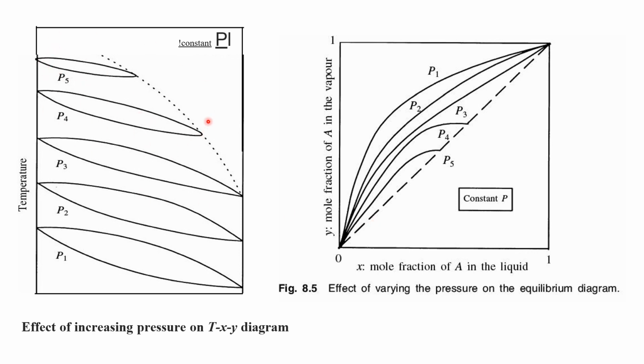The looped curve is formed on the dew point, and P5, P4 represent that the curve becomes shorter, that is, the relative volatility decreases while increasing the pressure. When it reaches the critical pressure, the relative volatility gets decreased. And this is the representation of the effect of pressure on the VLE phase diagram, both the liquid and vapor xy and boiling point diagram.